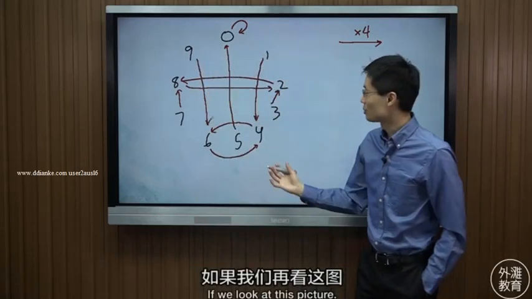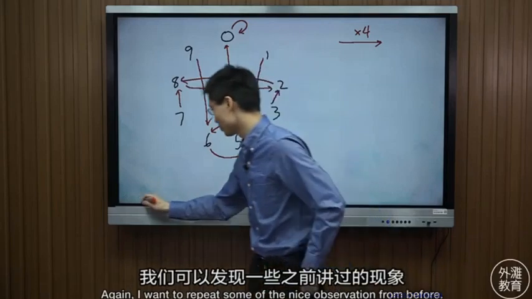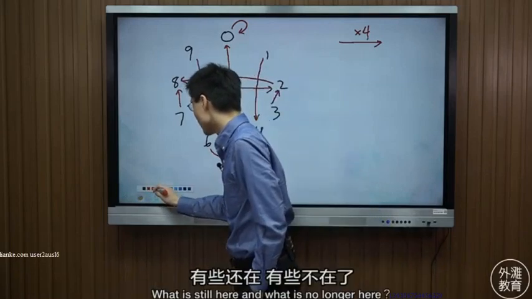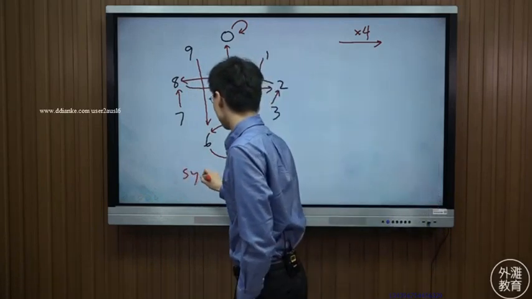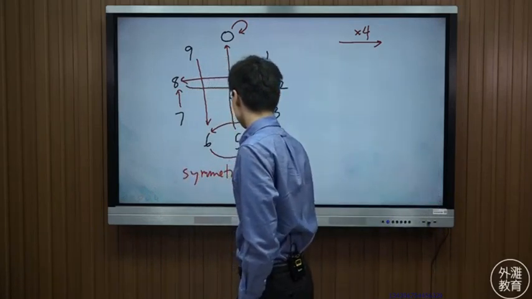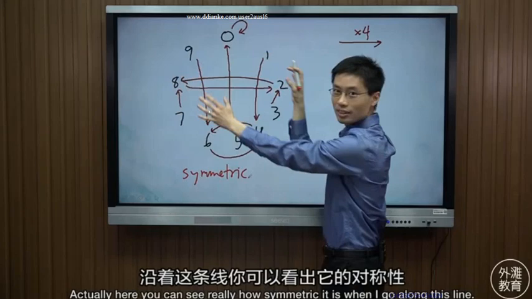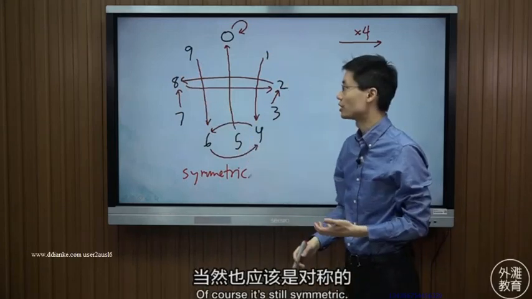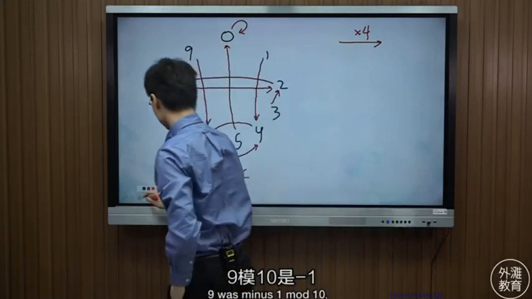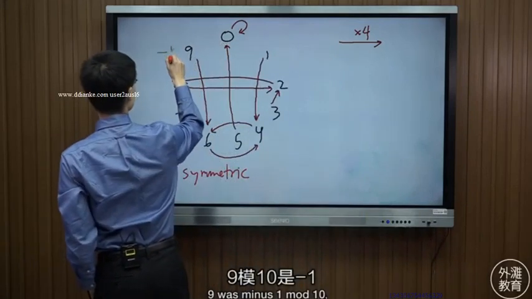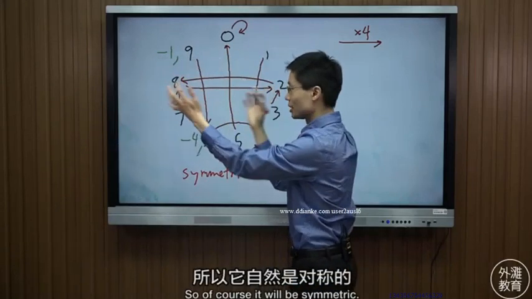If we look at this picture again, I want to repeat some of the nice observations from before. What is still here and what is no longer here? It's still symmetric. Actually, here you can really see how symmetric it is when I go around this line. Of course, it's still symmetric, because why was it symmetric? 9 was minus 1 mod 10, and 6 is minus 4 mod 10. So of course it will be symmetric.